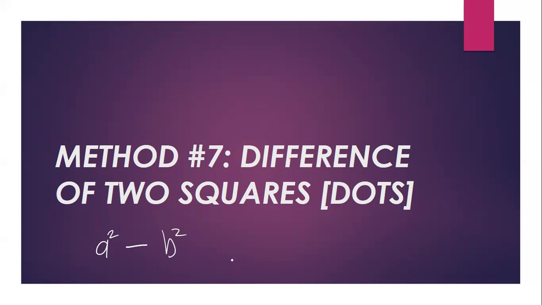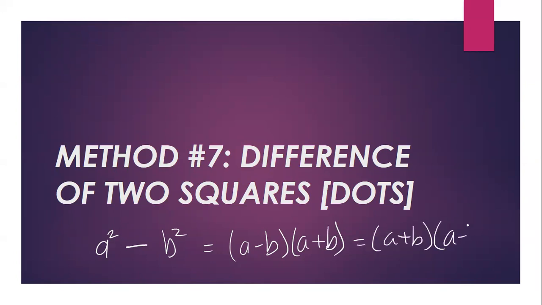Okay. When you have a difference of two squares, the factoring shortcut is you're going to end up with A minus B times A plus B. No, it does not matter if the plus or minus comes first. These are equivalent, A plus B or A minus B. Yes.